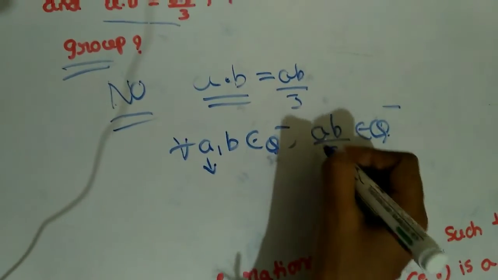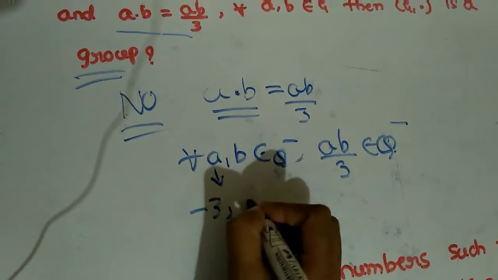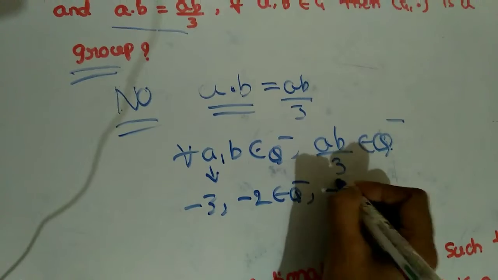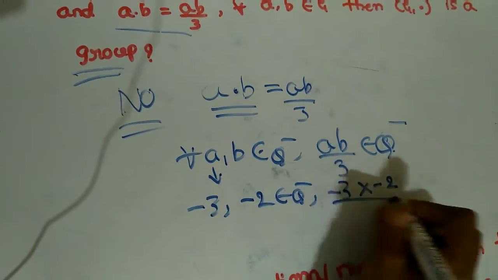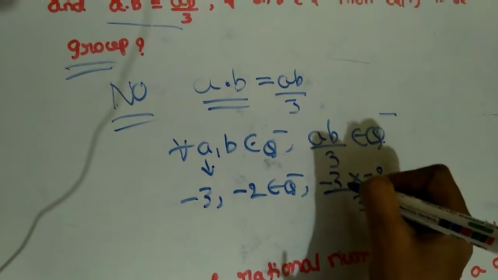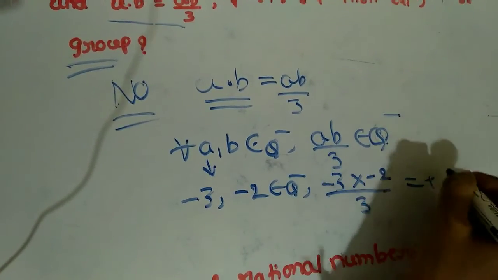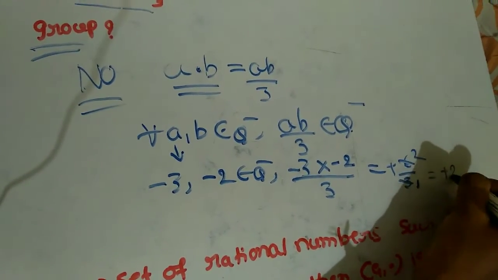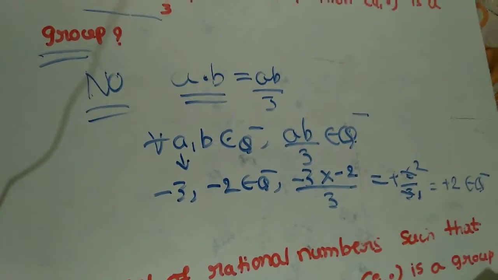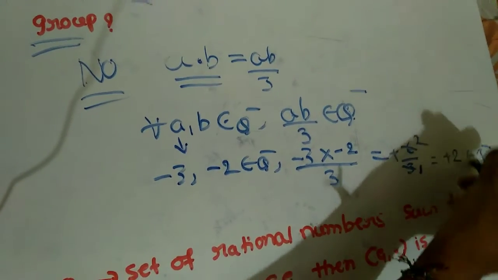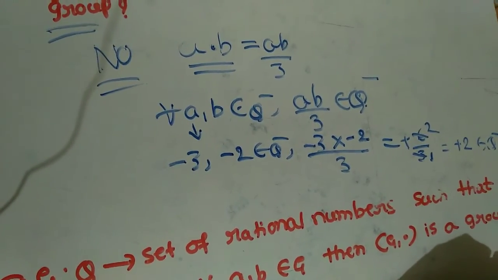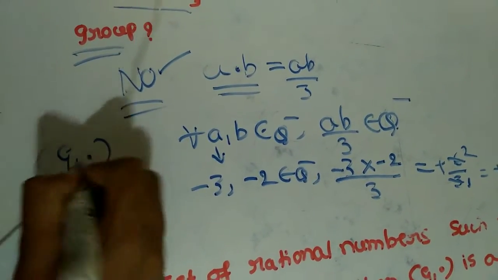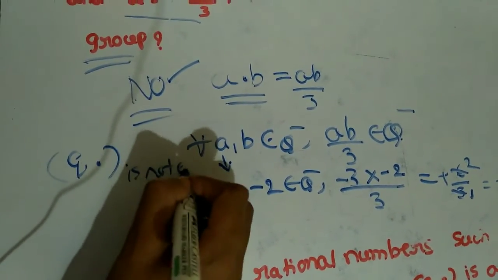So just look here. If I take minus 3 and minus 2, these all belong to the set of rational numbers. Minus 3 into minus 2 divided by 3. Minus into minus is a plus. 3 2s are 6, divided by 3, 3 2s are 6, so it is plus 2. Does plus 2 belong to the set of negative rational numbers? No, it does not belong to the set. Therefore, here the set with respect to multiplication is not a group.